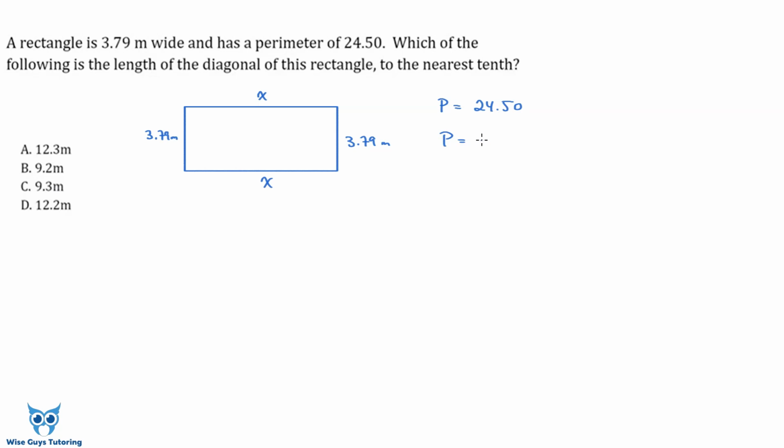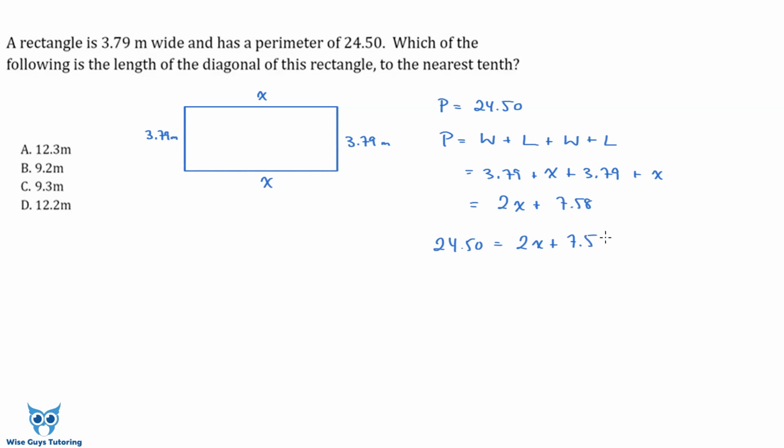Now, the perimeter is calculated as the sum of all the sides. So it would be width plus length plus width plus length, right? 1, 2, 3, 4. So we know what the widths are. It's 3.79. Length, let's call it x. I got another 3.79 and I got another length of x. And if I add these up, you put the x's together, that's 2x, and you put 3.79 plus 3.79, and this is 7.58. Okay? So equating those two, we know the perimeter is 24.50, and it also equals 2x plus 7.58.